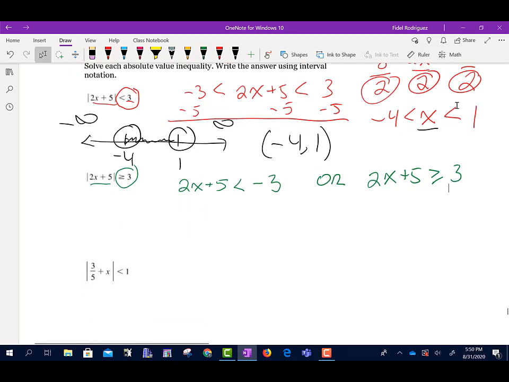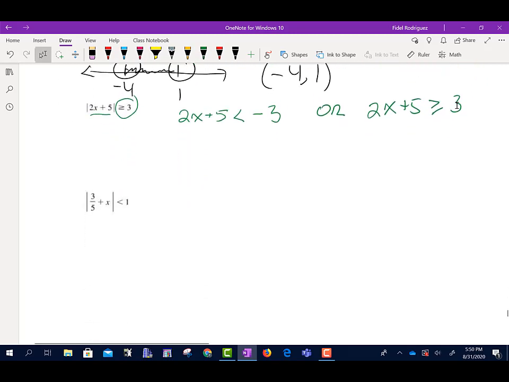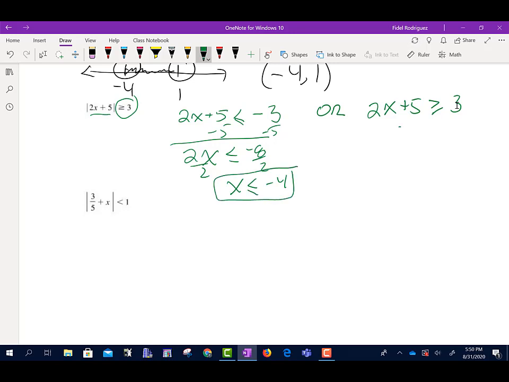Okay. And so now I'm going to go ahead and start solving it. So let's go minus 5 and minus 5. So that's 2x minus 8, divided by 2. X is less than negative 4. Oh, it was equal to also. Sorry about that. Let's put my little equal to's. Okay. Minus 5, minus 5. 2x is, let's see, bigger than or equal to negative 2. Divide by 2, divided by 2. X is bigger than or equal to negative 1.